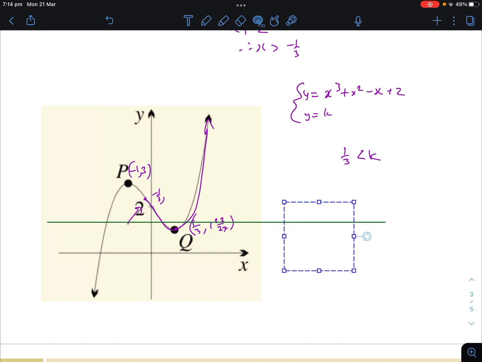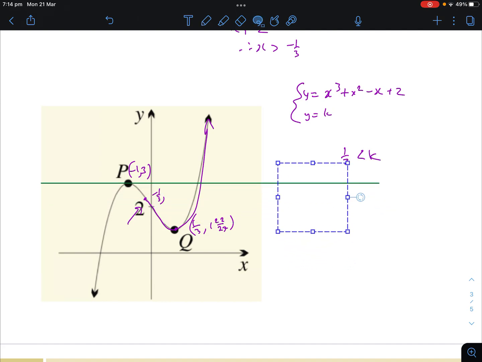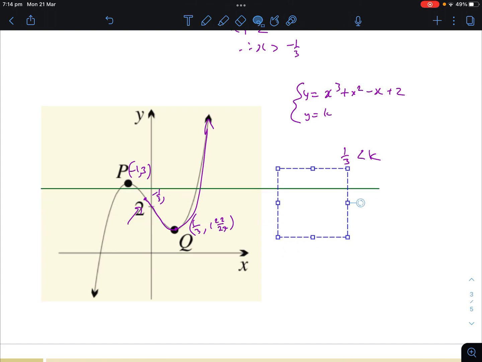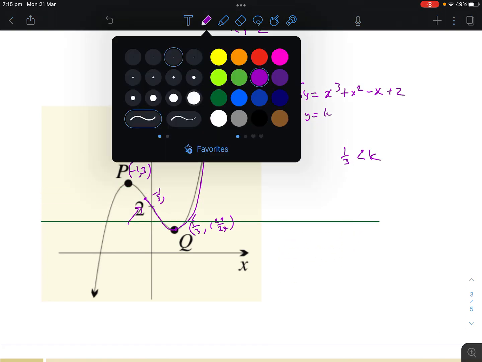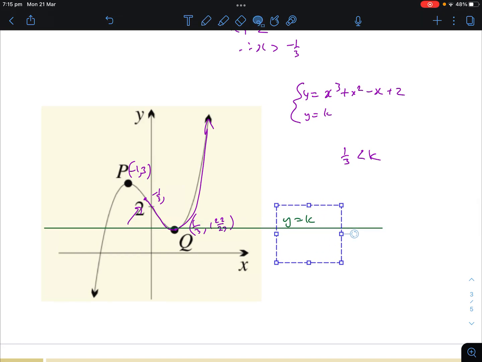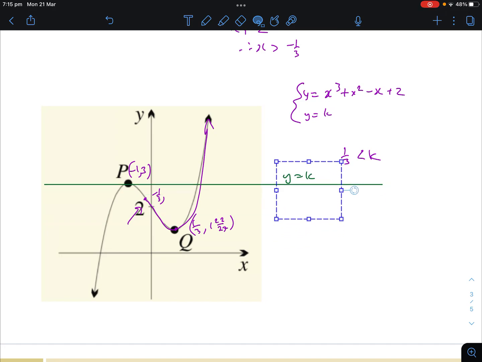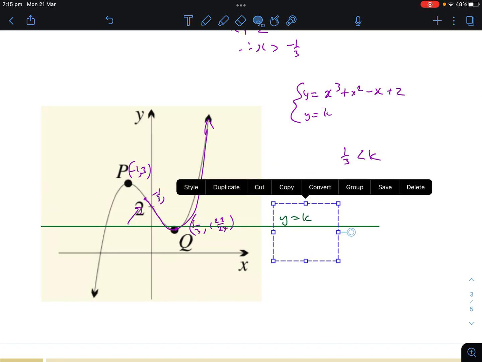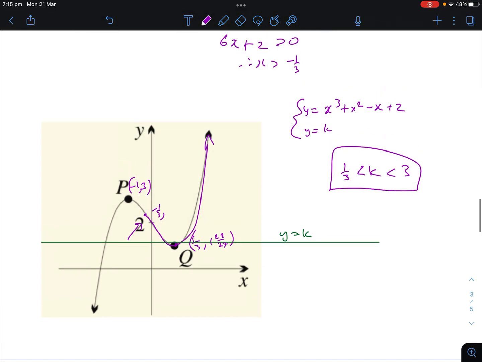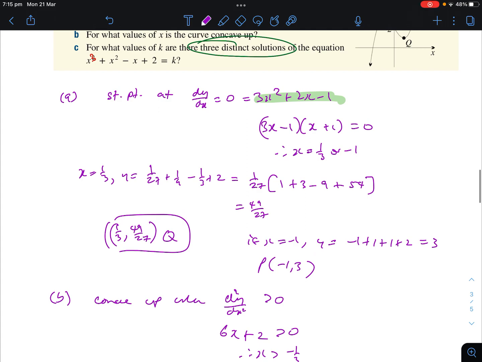But then obviously you go back to there being 1 solution when k equals 3. That's the line y equals 3. 2 solutions rather when k equals 3, and then 1 solution when k is larger than 3. So your horizontal line, y equals k, needs to be between a third and 3, but not including a third and not including 3. That's basically what that's asking. k is between a third and 3. Okay, keep the questions coming to me.